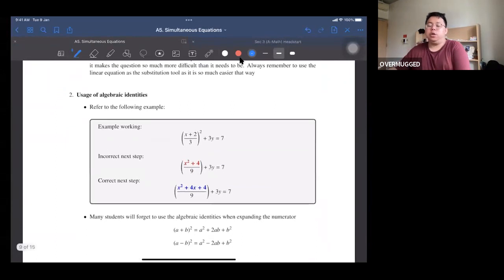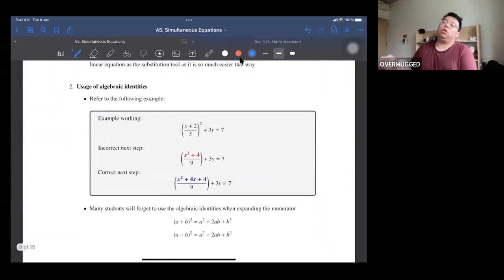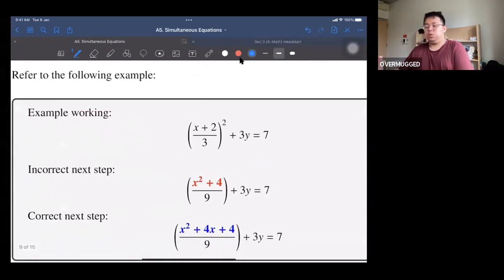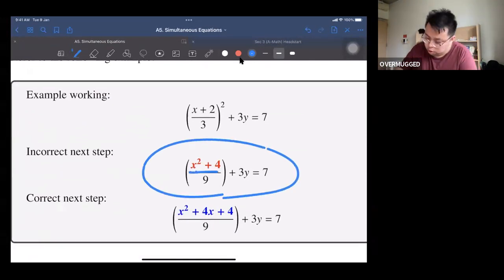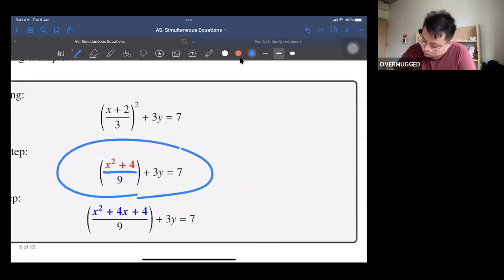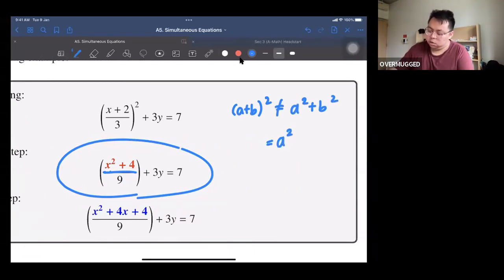Number 2, usage of algebraic identities. The next 3 rules are talking about fractions. In situations where fractions are unavoidable, let's look at this example together. x plus 2 over 3, whole thing squared, plus 3y equals 7. Now your objective is to definitely expand. So I'm going to expand it. Some people will actually get this as an answer: the numerator, x squared plus 4. Is this true? No. A plus b, whole thing squared, is not the same thing as a squared plus b squared. You must remember that this is the same thing as a squared plus 2ab plus b squared. Be very careful, because sometimes when you are dealing with fractions, you see the square on the outside and completely forget that you need to use algebraic identities to open up the bracket. So please be very, very careful.